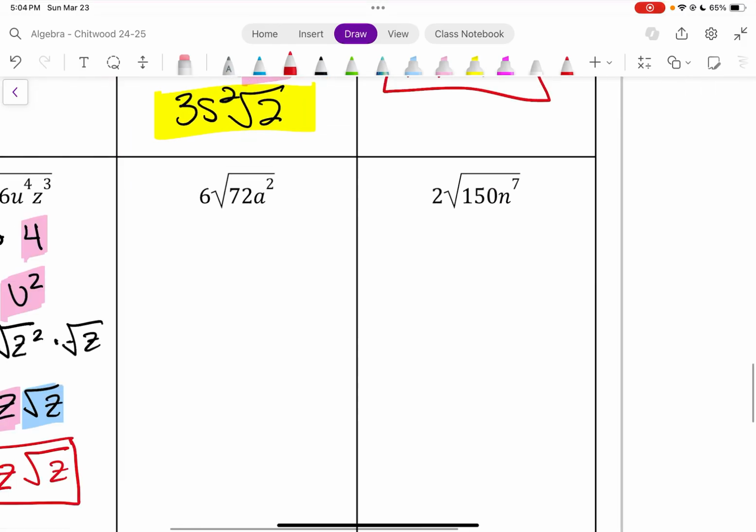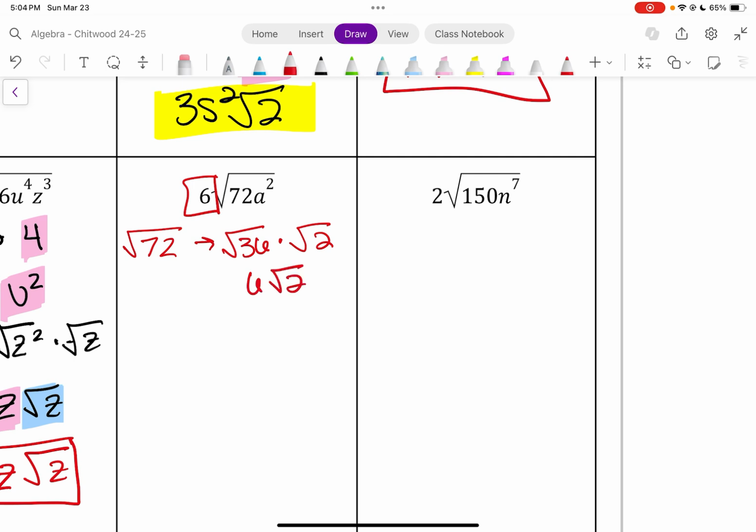Next one, not only do we have a number and a variable underneath our square root, we also have a number in front. And this number right here, we're going to totally ignore that until the very end. That's our very last step. I'm going to start by breaking up my square root into the square root of 72, and this can be broken up into the square root of 36 times the square root of 2. I know the square root of 36 is 6, so my answer for that is 6 root 2.